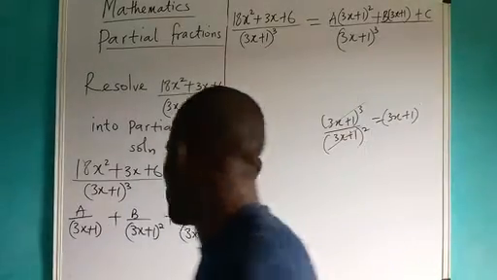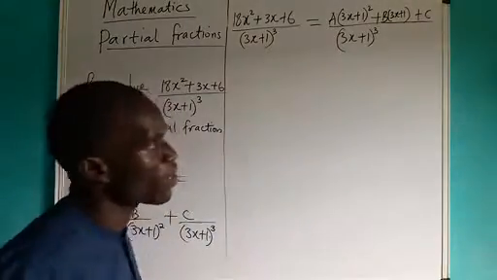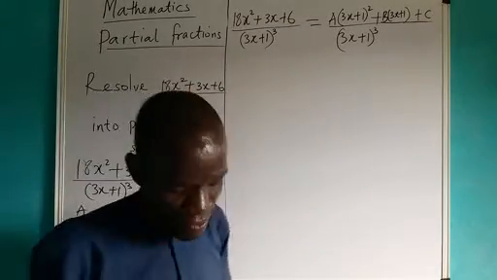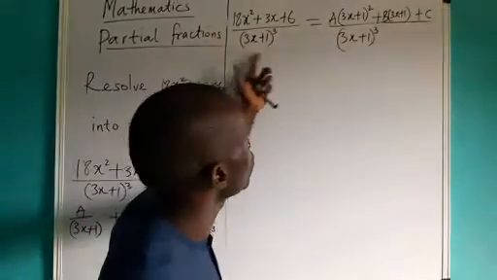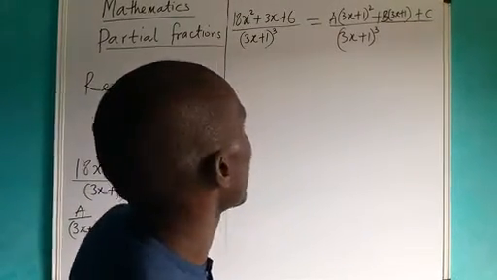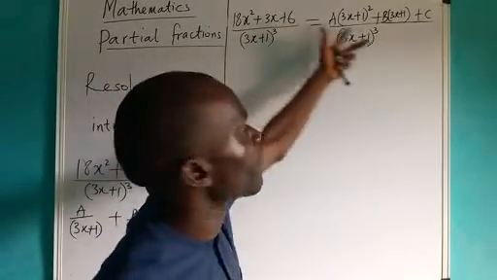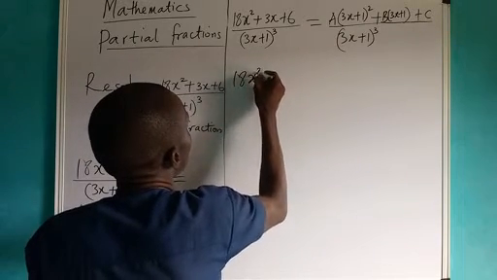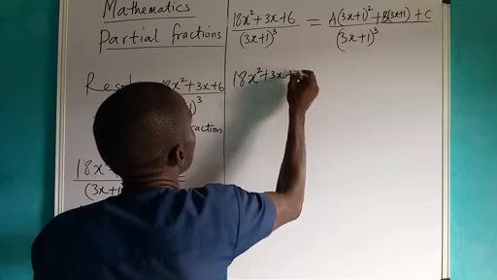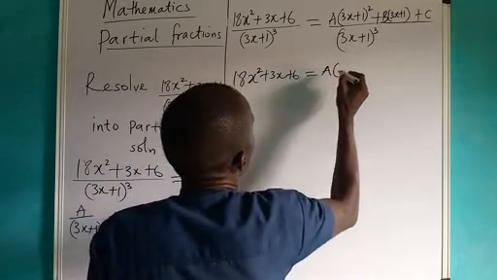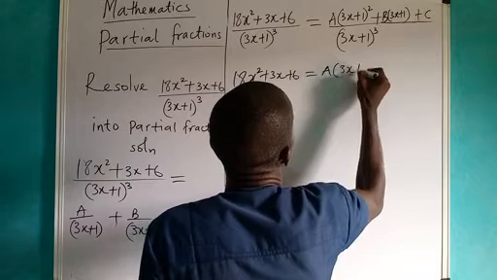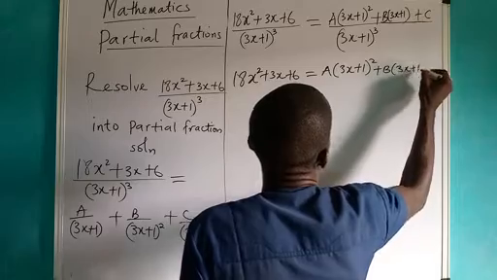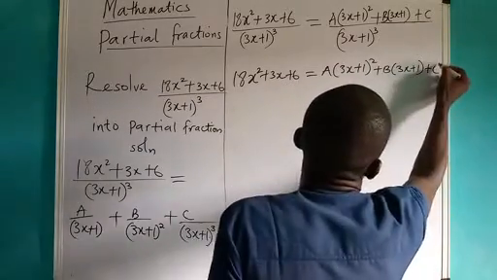Now, solving this one, you can see that the denominators are the same. I told you before that whenever you have a common denominator, just do away with the denominator. If I do away with the denominator, I will be left with the numerator. So what I have left is 18s squared plus 3s plus 6 equals a, open bracket, 3s plus 1 squared, plus b, 3s plus 1, plus c. This is what I now have left.